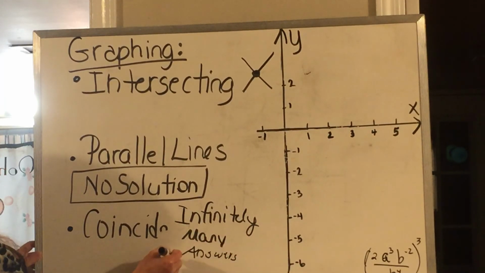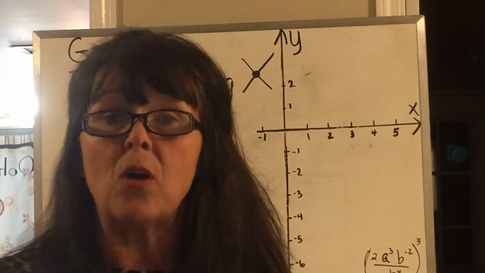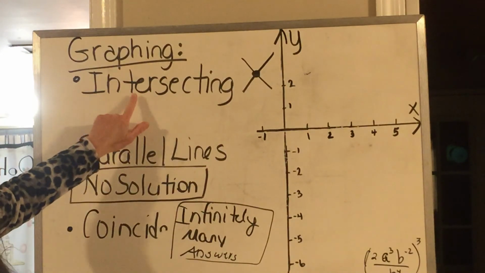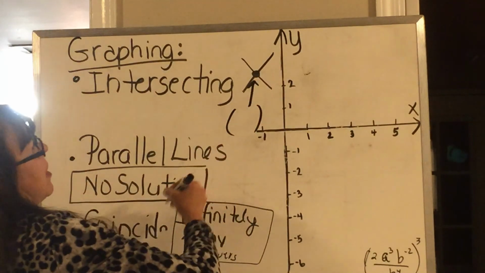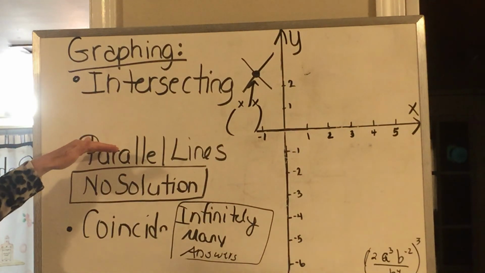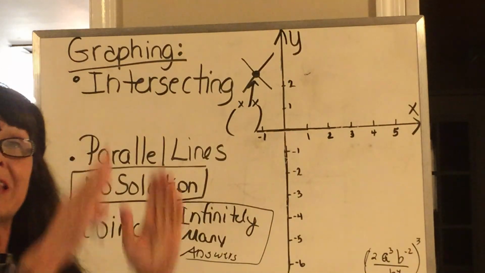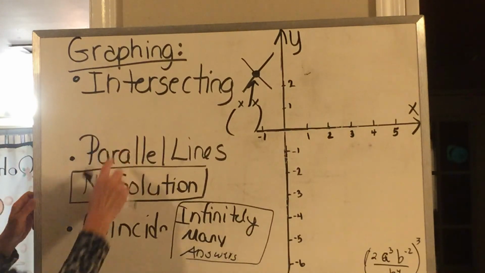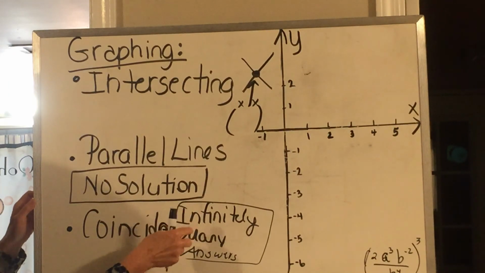Infinitely many answers. Okay, so I'm going to go through this again real quick, because that's going to be the first question on your homework. Describe the 3 situations that could happen when we're graphing. You could have intersecting lines, and the answer is that point right there, X coordinate, Y coordinate. If you have parallel lines, something I want you to know is they're going to have the same slope. We already know that, just refreshing your memory. They have the same slope, which means they have the same slant. When you have parallel lines, the answer is no solution. And then coincide lines, the answer is going to be infinitely many answers.